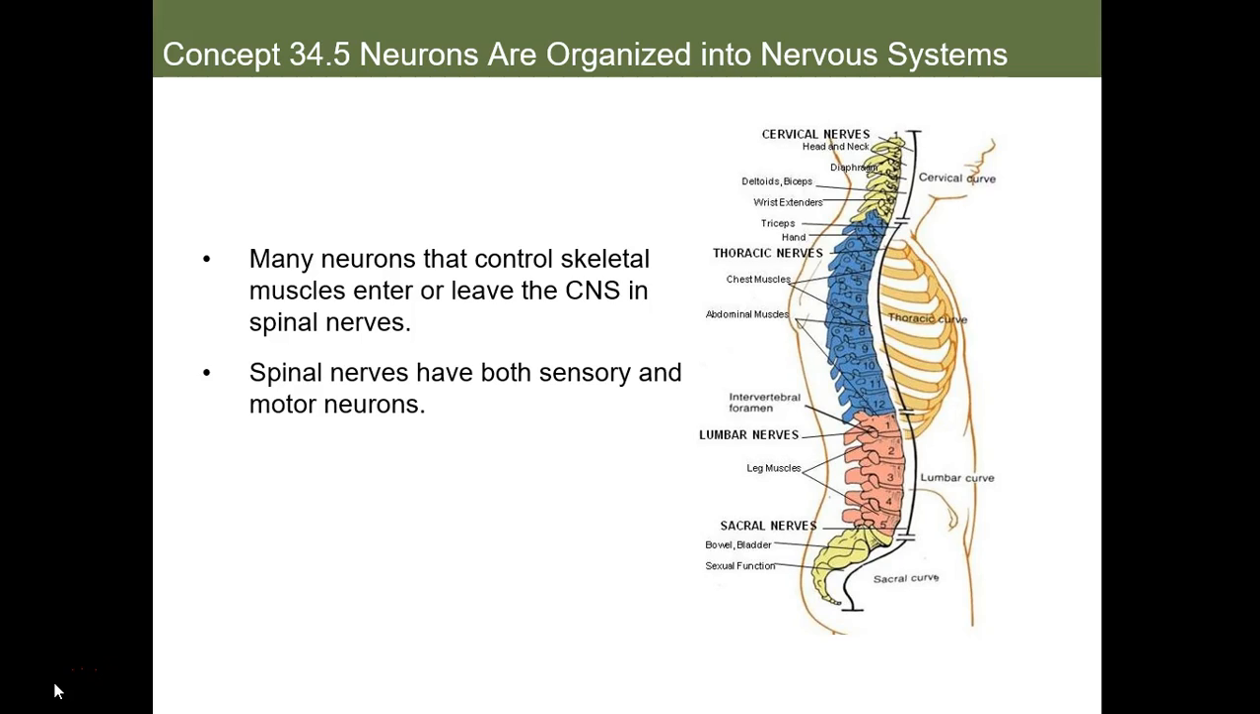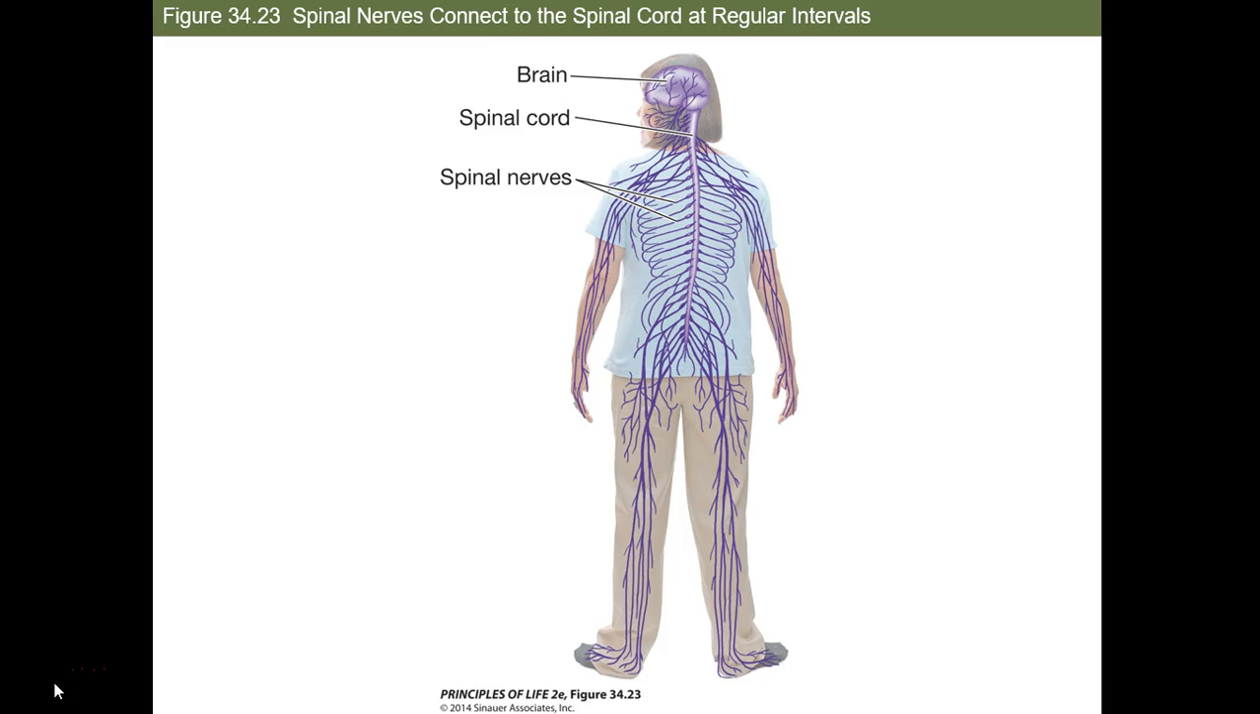Many neurons that control skeletal muscles enter or leave the central nervous system within spinal nerves. Spinal nerves have both sensory and motor neurons. Figure 34.23 shows the location of spinal nerves connecting to the spinal cord. These spinal nerves are responsible for both sensory, afferent, and motor, efferent neurons.